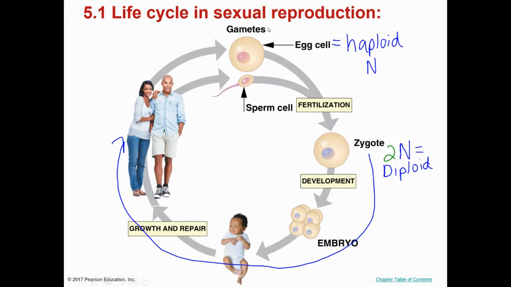The 23 of the egg and the 23 of the sperm come together through fertilization, and we get one cell that has 46 total chromosomes, and we can say that that's a diploid number, 2N, and that just means that we now have 23 pairs. The cells then go through regular mitosis, or growth and repair, like we talked about previously.